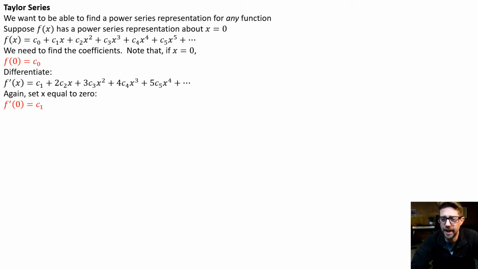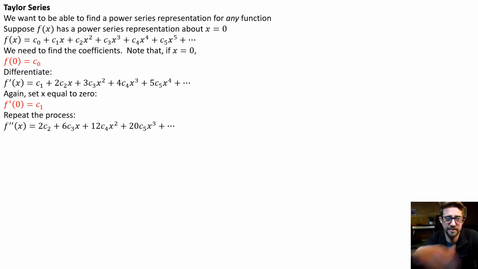So if you were just looking at it now, you might think, oh, is c5 just going to be the fifth derivative? Not quite. If it were, then we'd be done. It's not quite that simple, and you'll see that. Okay, so this is just a repeated process. Differentiate again. So f double prime is going to be 2c2 plus 6c3x plus 12c4x squared plus 20c5x cubed. Easier to write than to say.